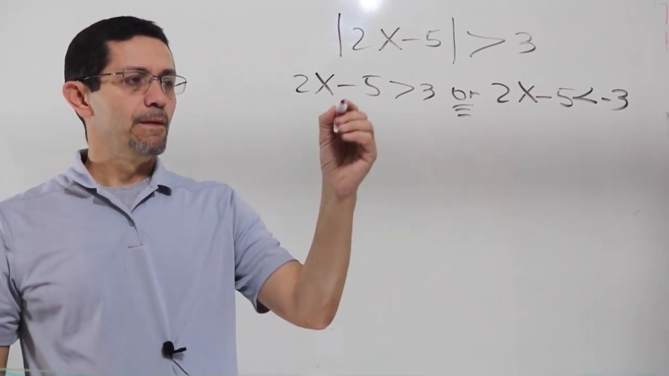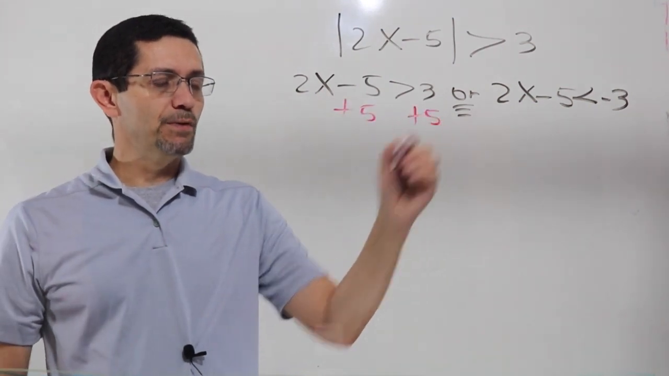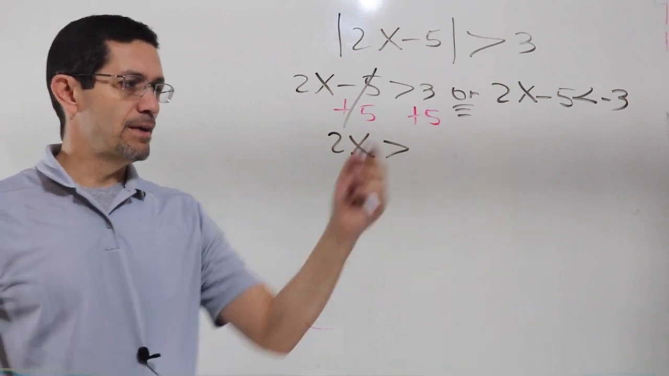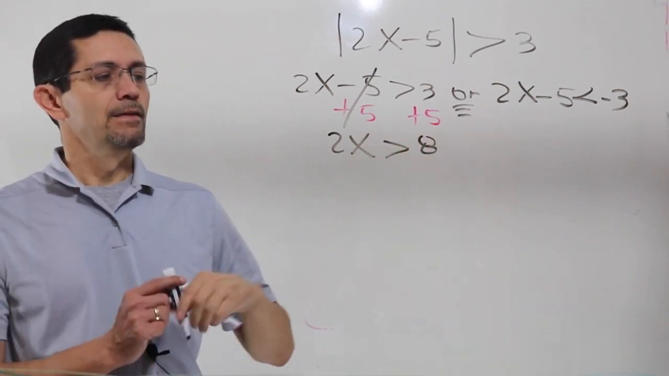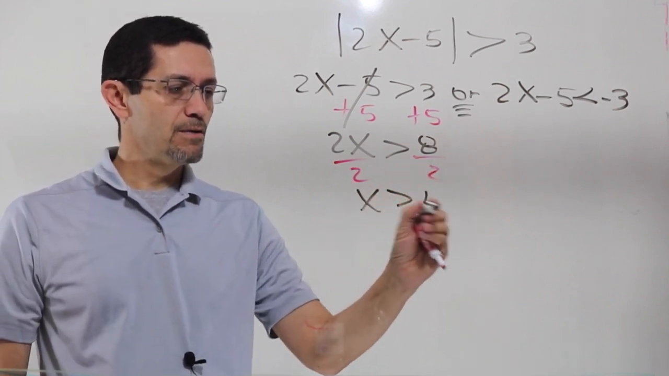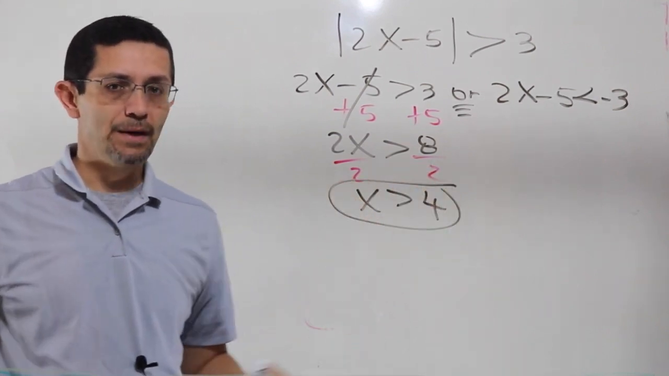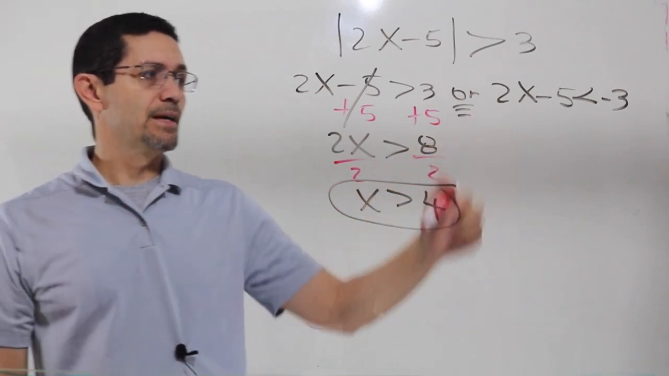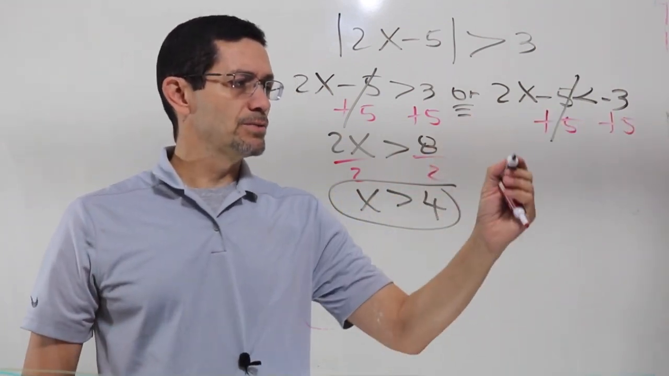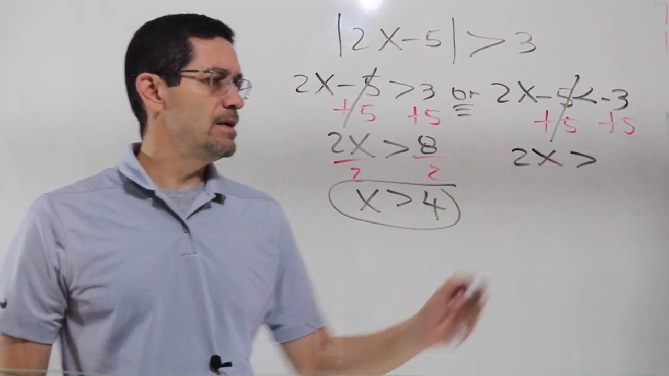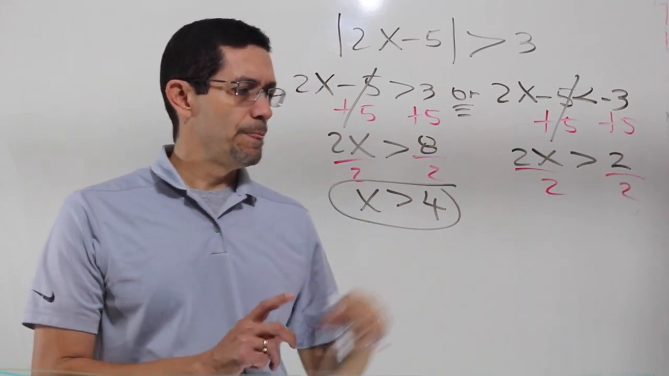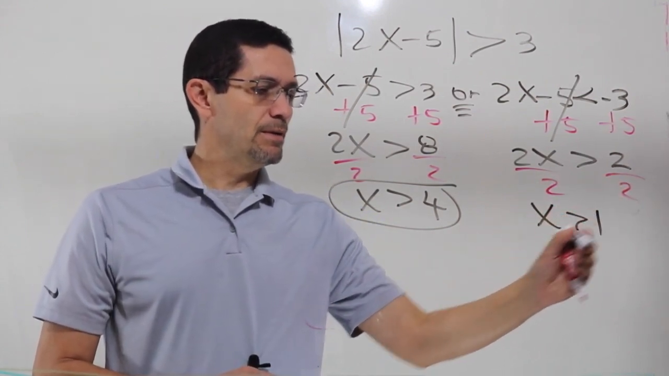So let's go. Plus 5 here, plus 5 there, and that's going to cancel out. And I have 2x is greater than 8. Divided by 2, x is greater than 4. And one inequality is by itself already. It's solved. Second one, plus 5, cancels. I have 2x is greater than 2. Divided by 2, my x is greater than 1.